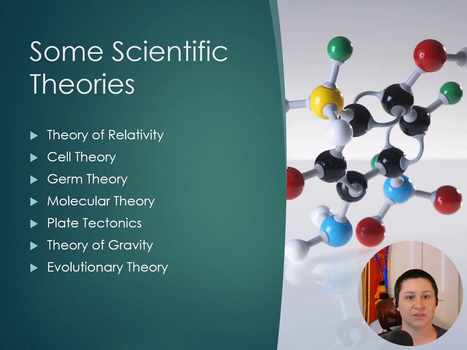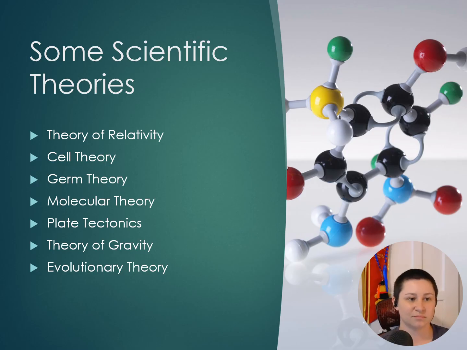So here are some scientific theories that are pretty well accepted. The theory of relativity, cell theory, as in like everything is made up of cells, germ theory, that germs exist, molecular theory, plate tectonics, like the things that cause earthquakes, the theory of gravity, and evolutionary theory. So none of these can really be quote unquote proven because we just don't have the ability to do that. But every time we test them, they always seem to hold up every time.